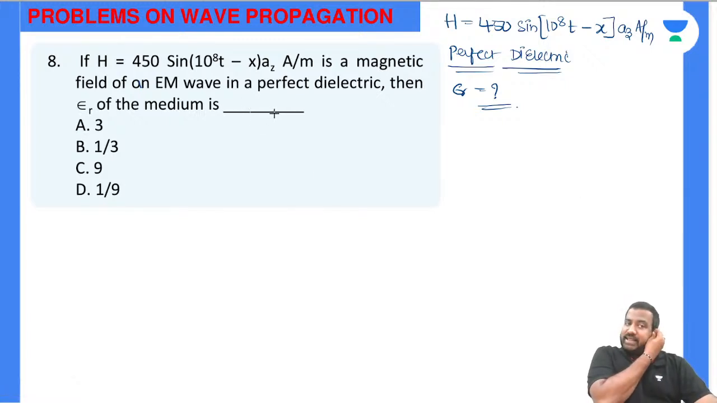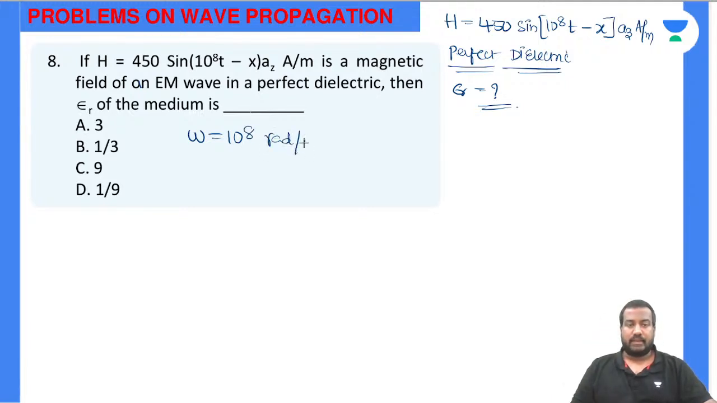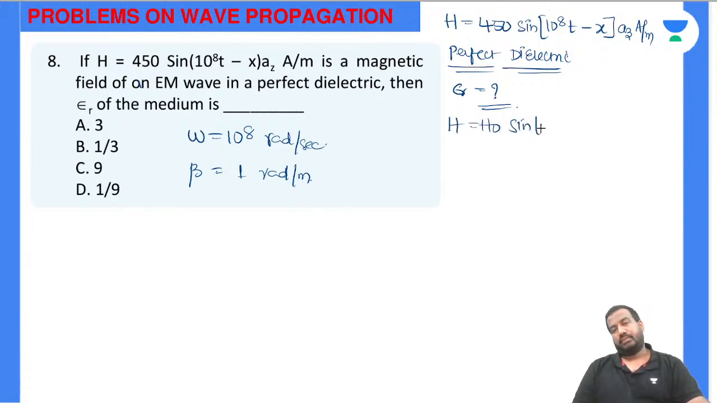If you see and compare this equation, how much is omega? From this equation, omega is 10 power 8 radian per second, and beta is 1 radian per meter, because the standard form is H is H0 times sine of omega t minus beta x Az ampere per meter. So if you compare, you get beta and omega in this way.